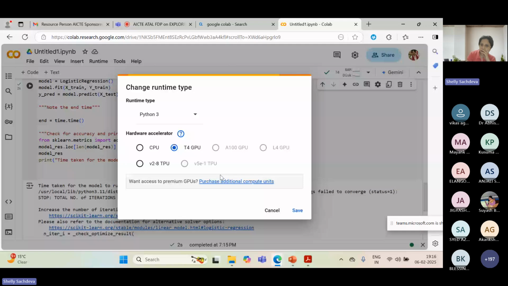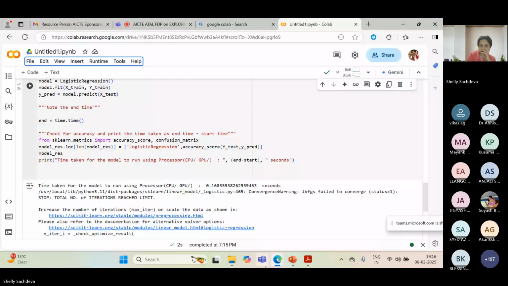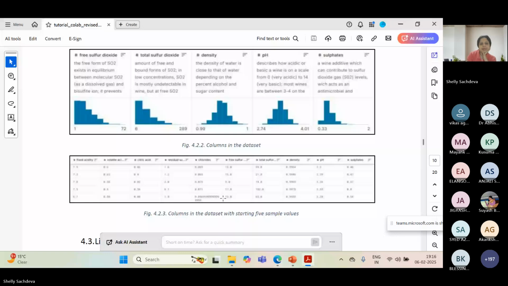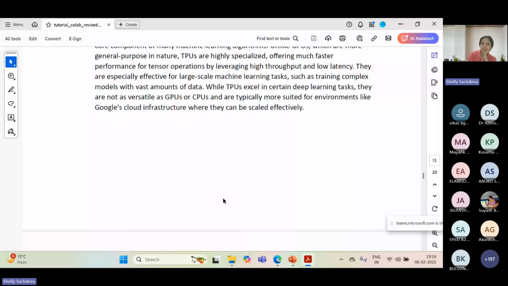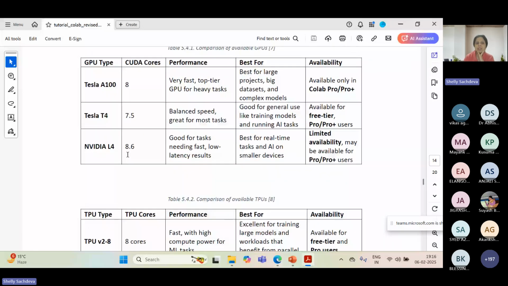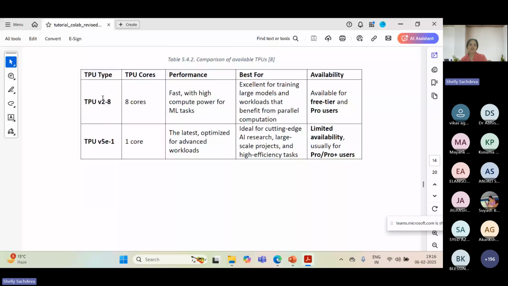I'll show you simply one difference table. If the GPU type is this one, it has this many CUDA cores. If it's Tesla T4, it has 7.5. It's an NVIDIA L4, it has 8.6. The performance is fast, it has a balanced speed, and it is best for big and complex data sets. Similarly, if I compare the TPUs, there are 2 different TPUs shown. One has only 1 core and another has 8 cores. The performance here is fast, and it is optimized for advanced workloads. It's available for free tier and pro users, with limited availability. Usually pro or pro plus users can use this particular one.